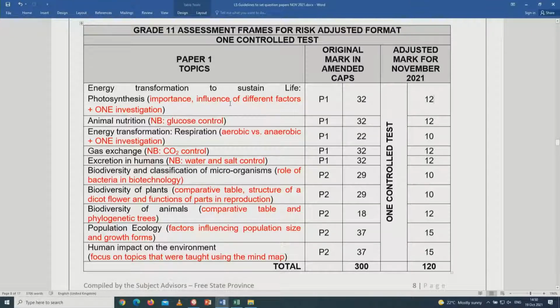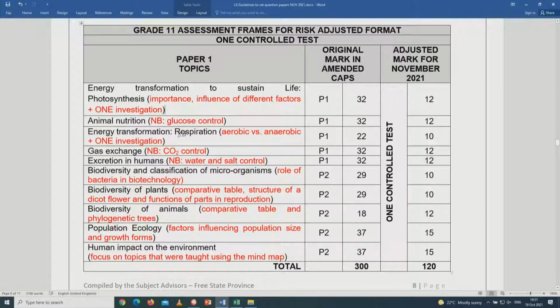So again, topics put in brackets in red are those that we think will be necessary for these learners to be assessed on for grade 12 next year. So in photosynthesis, you concentrate on questions on things like the importance of the process and then the influence of different factors. And then, of course, here you have an investigation. I think the investigation that we recommend is: is light necessary for photosynthesis, if I'm not mistaken.